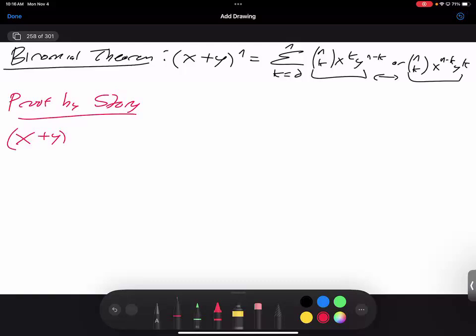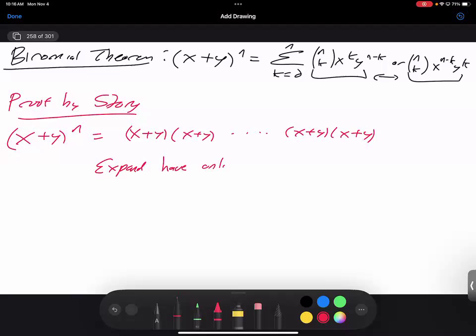x plus y to the n is x plus y, dot, dot, dot, x plus y, x plus y. So for each term, we choose either an x or a y. So when we expand, we have only terms of the form x to the k, let's say, y to the m. But what can you tell me about k and m?